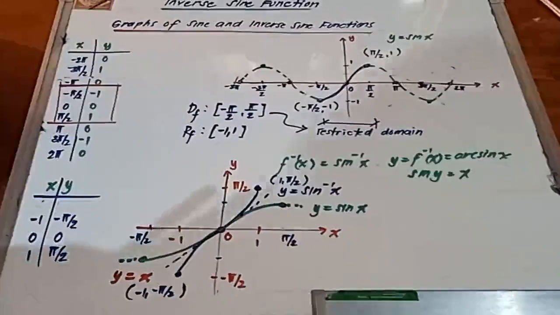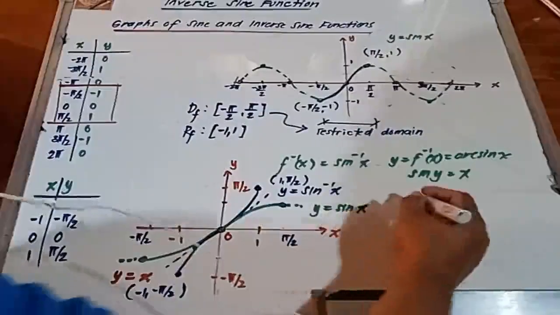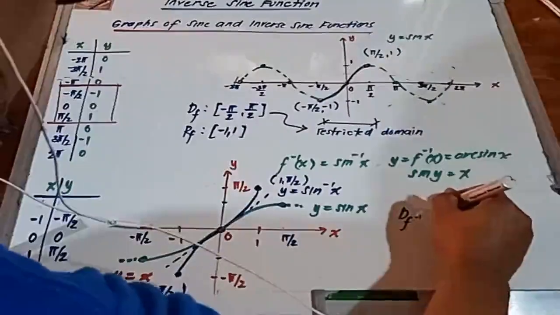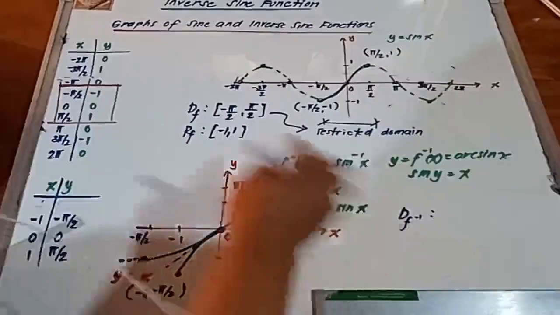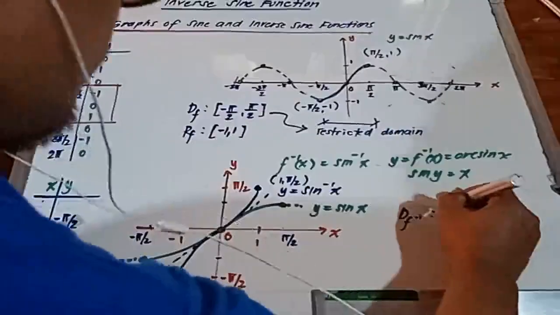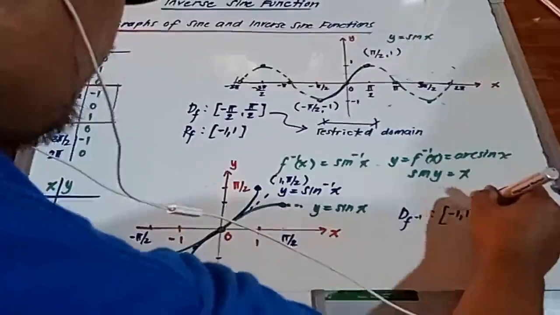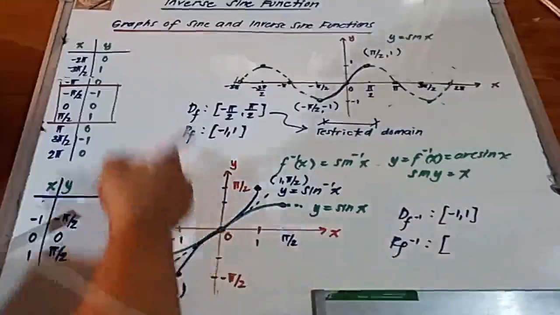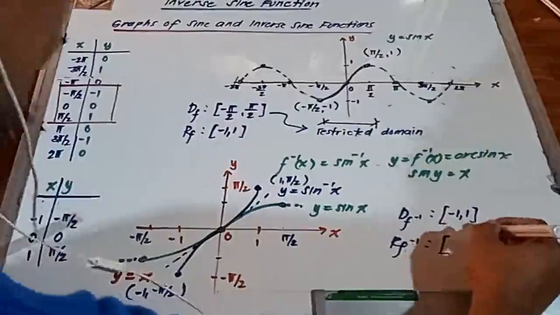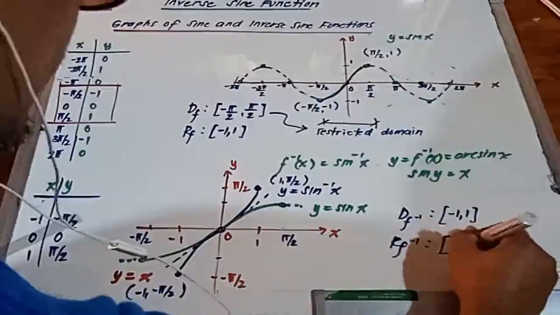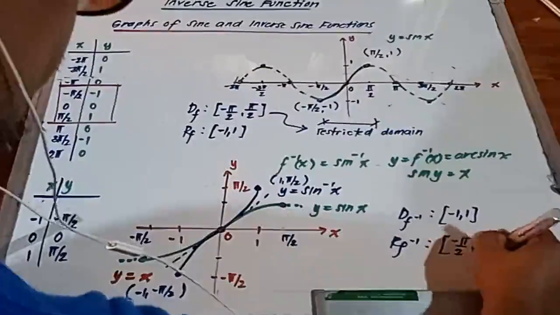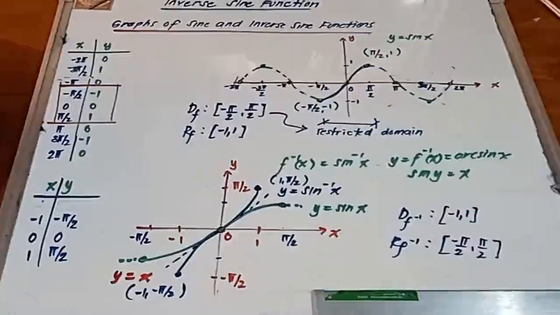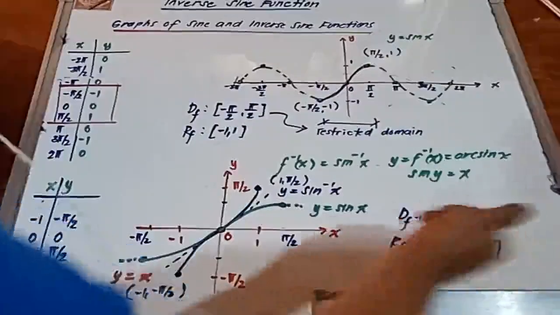Now, ano yung domain niya? So, ang domain nito is yung range nito. So, negative 1 to 1. At ang range naman ni inverse function ay domain naman ni sine function. So, that is negative pi over 2 to pi over 2. Okay? So, yun lang yung range niyang inverse function natin. At ang values lang niya, domain niya is from negative 1 to 1.